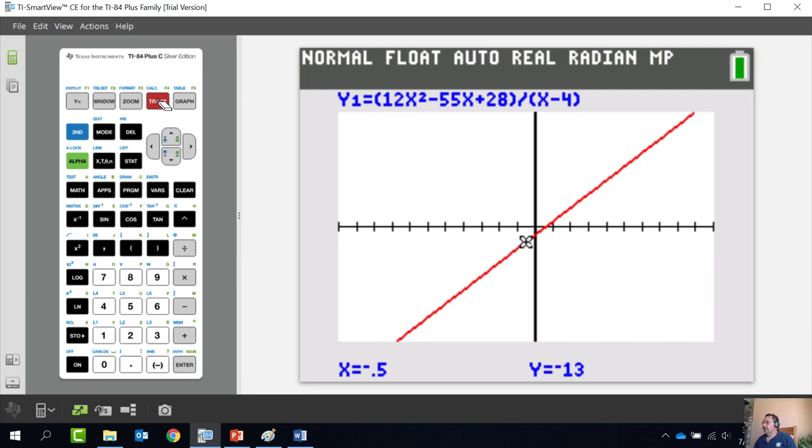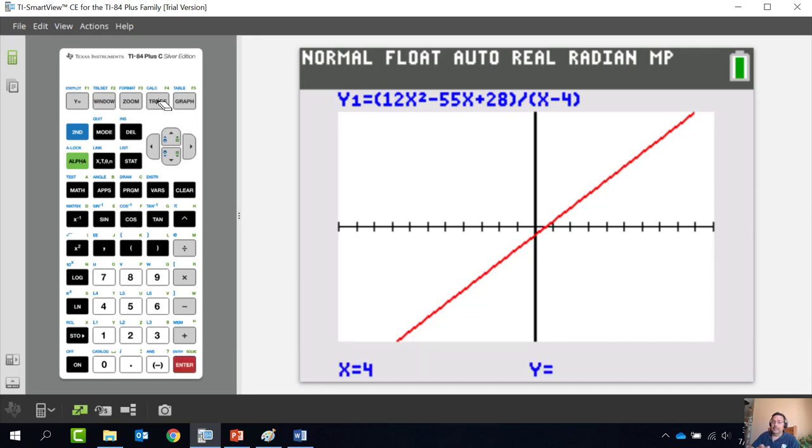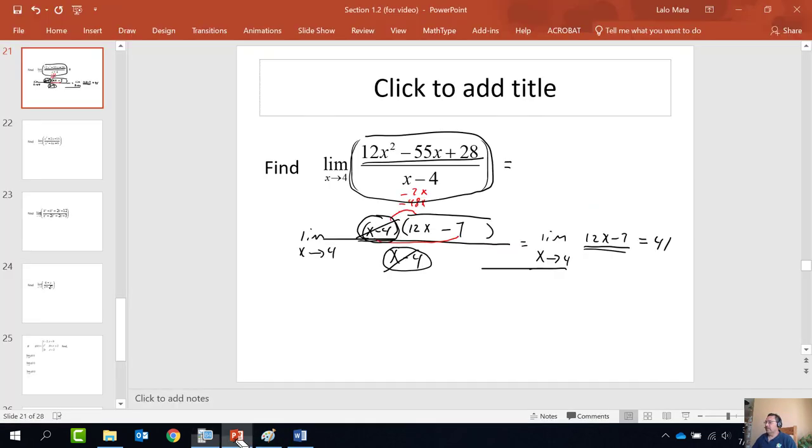So when I hit trace, and I put in 4, and then I hit enter, it does not give me a y value. But when I use the down arrow, and I put in 4, so for the line 12x minus 7, it tends towards 41. That's your limit. They have the same graph, they're tending towards the same thing. So let's come back over here.